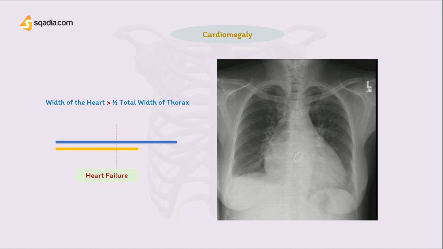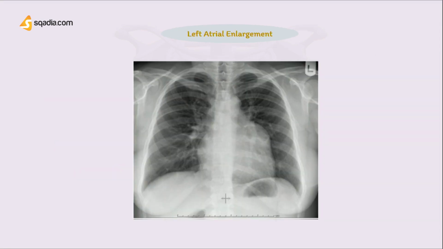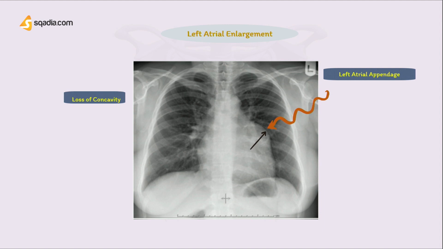Next up, we have the left atrial enlargement. Now, the left atrium may be seen on a PA chest X-ray as a left atrial appendage. The left atrial appendage is normally concave in shape, but if the left atrium is enlarged, which is usually secondary to mitral stenosis, there is a loss of concavity and straightening of the left atrial appendage. Sometimes atrial enlargement is so great that the left atrial appendage bulges outwards.